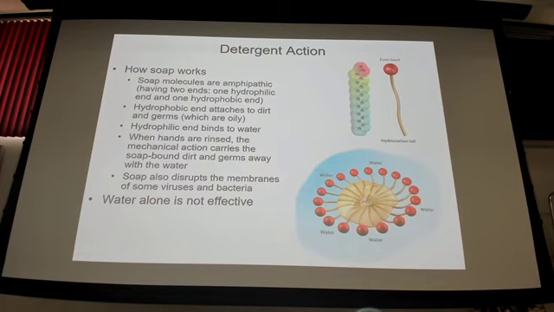When you have the mechanical action of rubbing your hands together when you're washing your hands, that helps facilitate the removal of those dirt particles and germs from your hands. And that's why if you're just rinsing your hands with water briefly, that's really not going to be as effective.